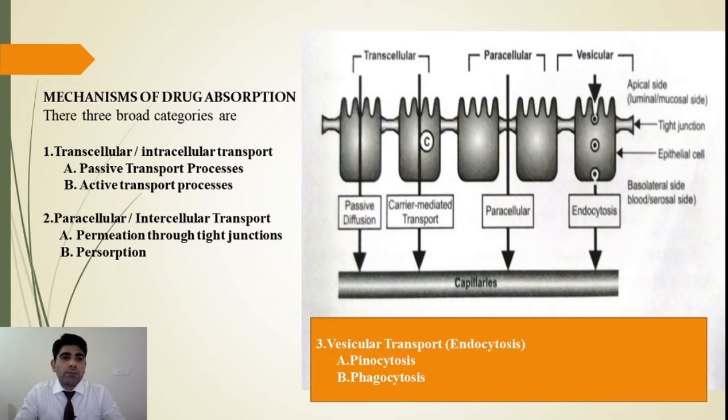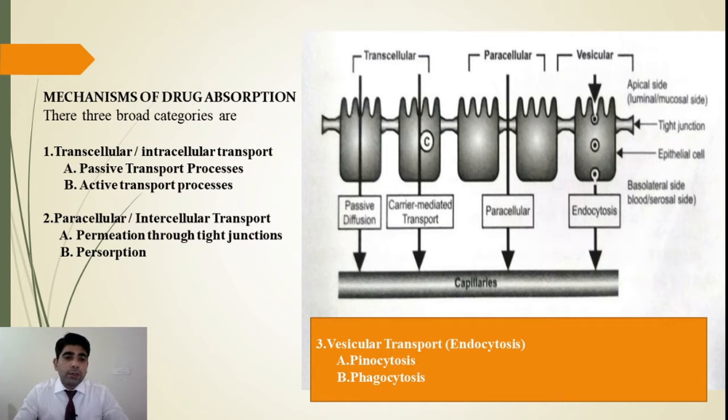So starting from the mechanism, basically we have divided this kind of transportation into three categories. The first one, as you can see, is the transcellular, also called intracellular transport, because in the transcellular transport, the drug has to enter into the cell and then reach the other side of the cell by a force like passive diffusion, or you can say carrier mediated. So the transcellular is further divided into two types also. One is the passive transport, another one is the active transport.